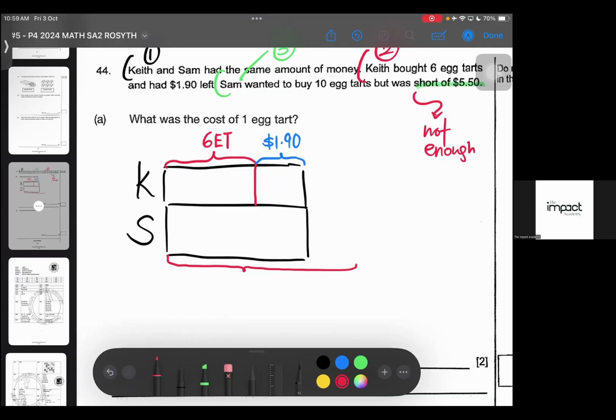Can you see why my arrow goes all the way out? Because she doesn't have enough. So she wants to buy 10. She's like, I want to buy 10, but I don't have. You get where I'm coming from? I hope this is very clear for you. So you can write 10 ET over here. Can everyone just help me to write 10 ET over here? This basically shows that this is 10 egg tarts.